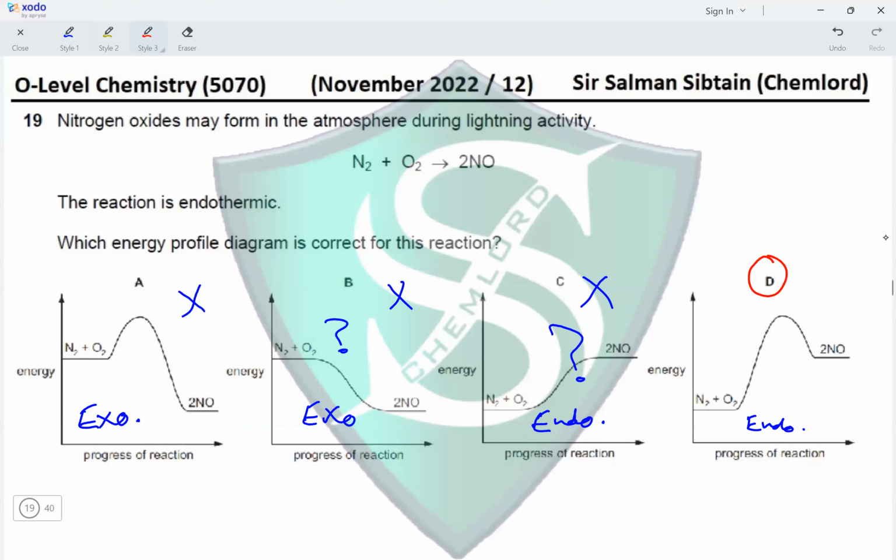But in D, you can see that the process is endothermic, and you can also see that there is a maximum energy level, which is called the transition state, which should be present during a chemical reaction. So, with all aspects of an energy profile diagram, option D is the correct option for this question.